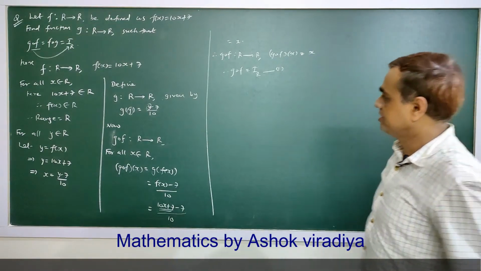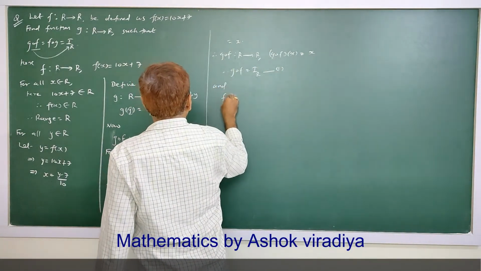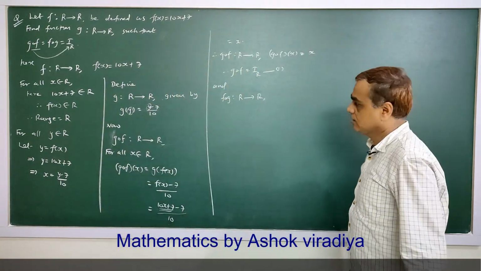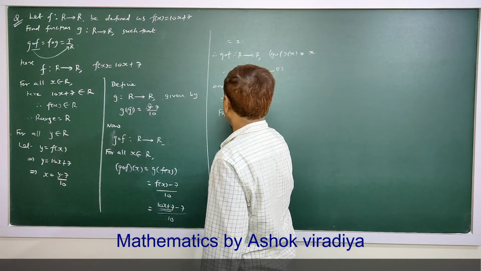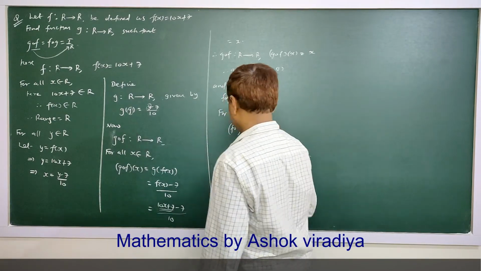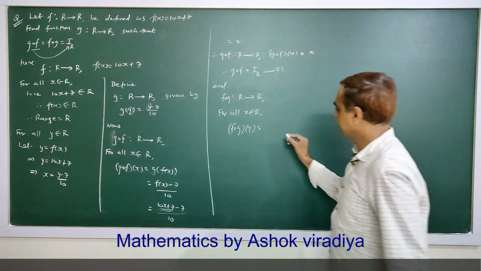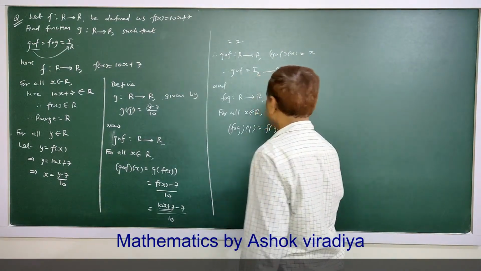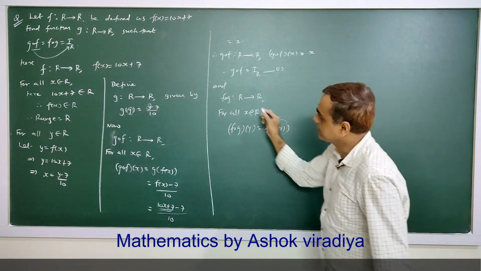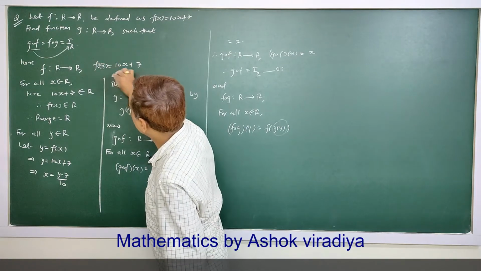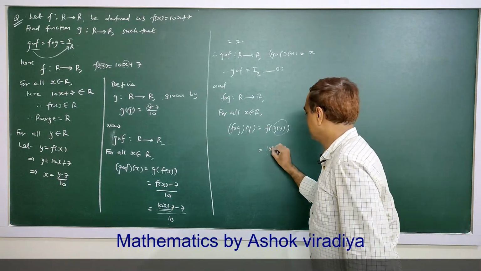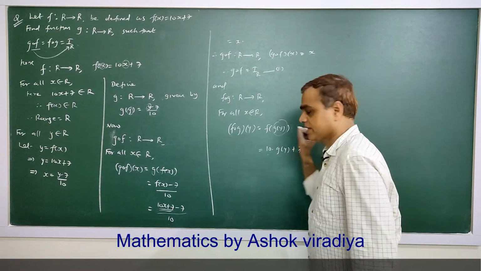Now we check for f of g. It is also from R to R. For all y belonging to R, f of g of y is f of g y. Now in the formula for f we are putting g y. So f of g y is 10 times g y plus 7.